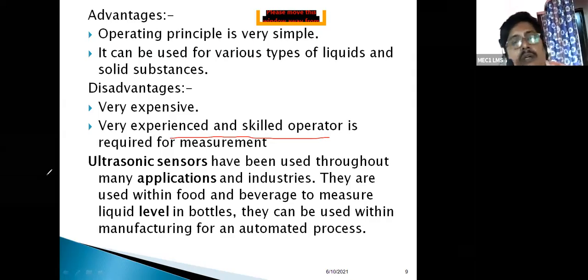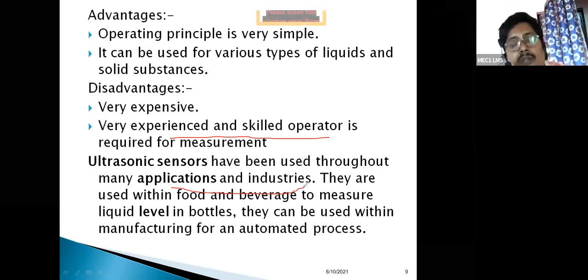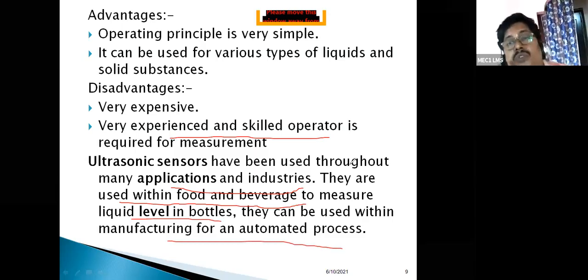And ultrasonic level sensors are used in many applications. As I said, they are used to measure hot liquid levels, and they are also used within the food and beverage industry to measure the liquid level in bottles, and within manufacturing for automated processes, in any automation. These ultrasonic level sensors are used especially in industries.